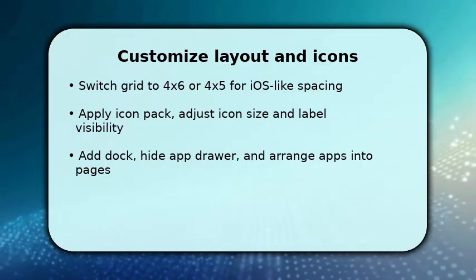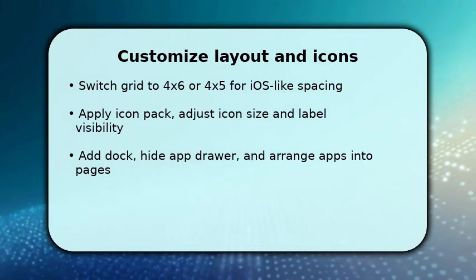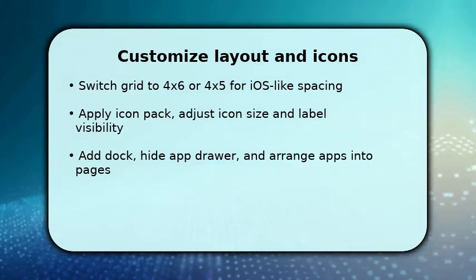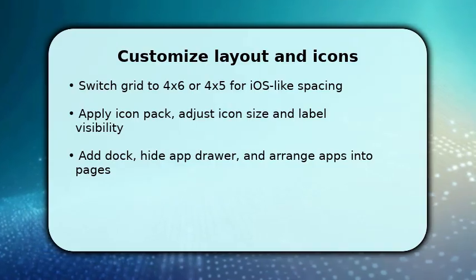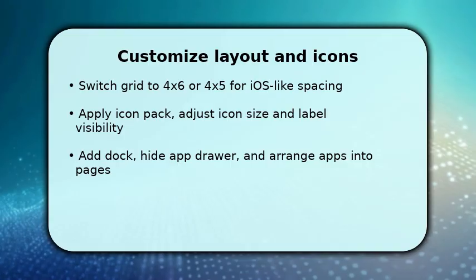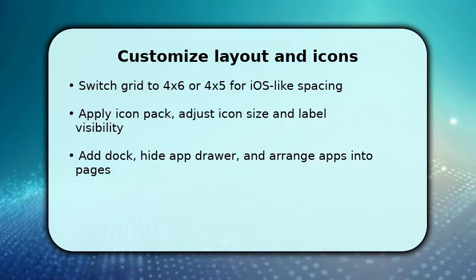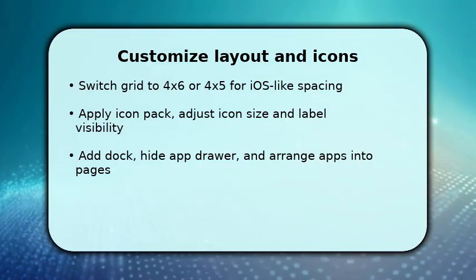Change the grid to 4x6 or 4x5 to mimic iOS spacing and margins. Then apply the icon pack and tweak icon size and label visibility so icons sit flush without text clutter. Add a dock and set the launcher to hide the app drawer so swiping behaves like iOS.